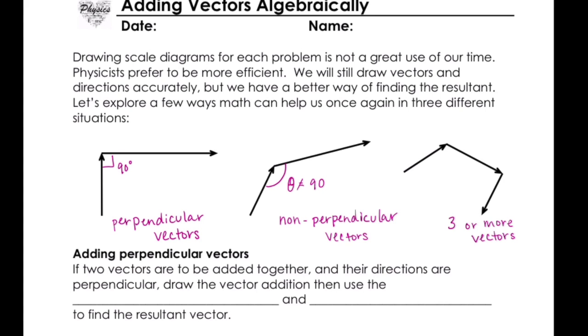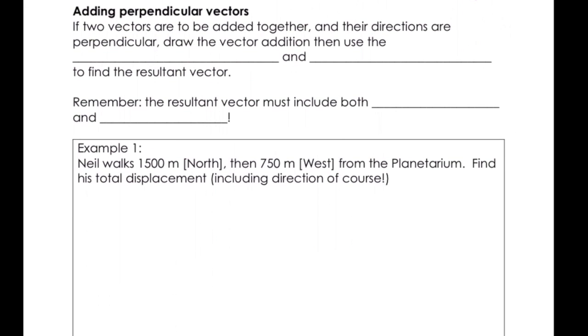All right, to start, we're going to talk about adding perpendicular vectors. When we have two vectors that are added together and their directions are perpendicular, meaning like one is north and then one is east or west, we can use the Pythagorean theorem and the trig ratios. We'll go through an example problem of how to use those.